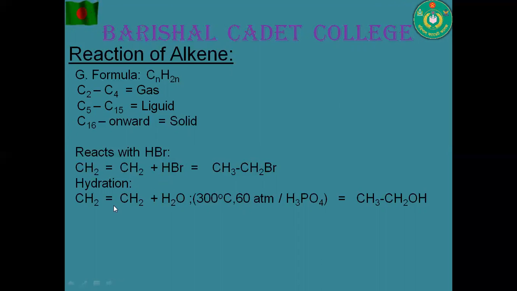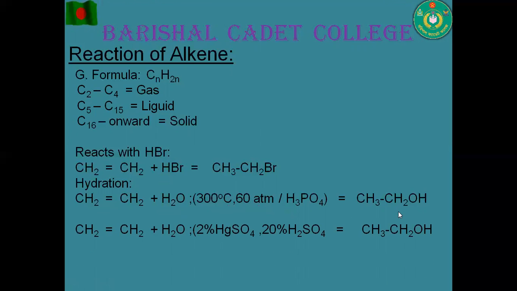Hydration reaction: alkene, ethene reacts with water in presence of 300 degrees centigrade temperature, 60 atmosphere pressure, and phosphoric acid to form ethanol. Ethene to ethanol. Again, second type, this reaction is done in presence of 2% mercury sulfate and 20% sulfuric acid. Here the product is same, but catalysts are different. These are the reaction of alkene.